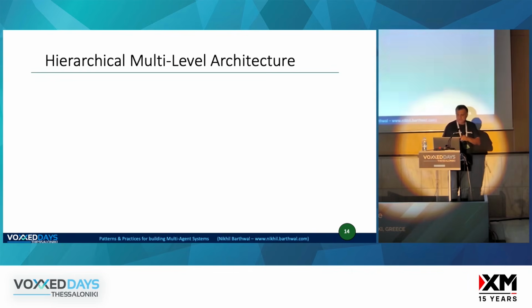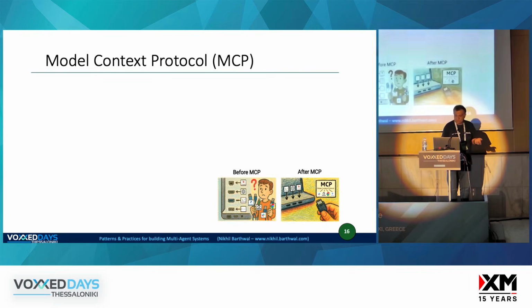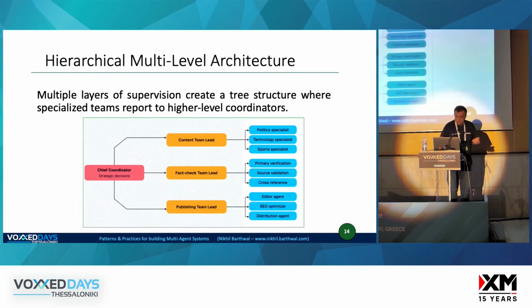Then you have multi-level architecture, right? Typically how organizations work. Sorry, I think I went too fast. Typically how an organization works, you have a VP of engineering, who has 4 directors reporting, and the 4 directors might each have 4 teams. So you have the chief coordinator, then you have the team leads, and then you have multiple agents working under them.